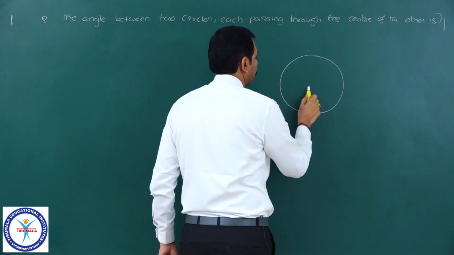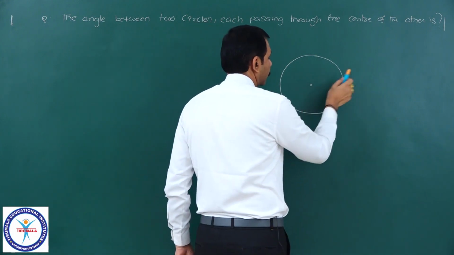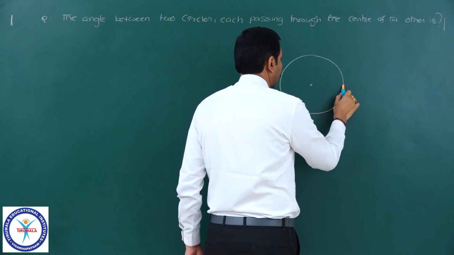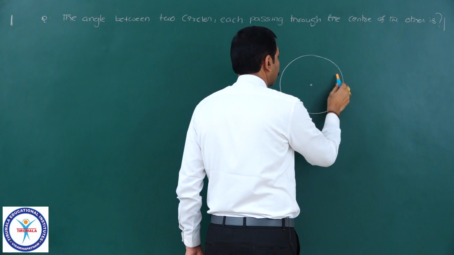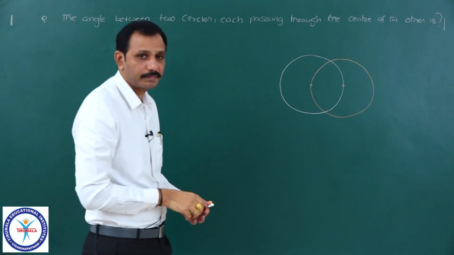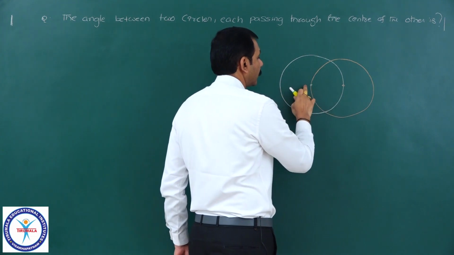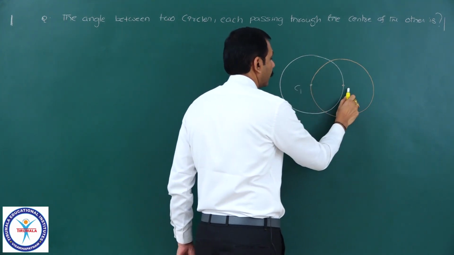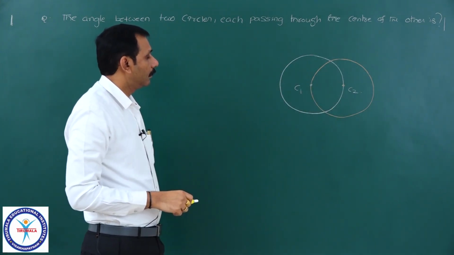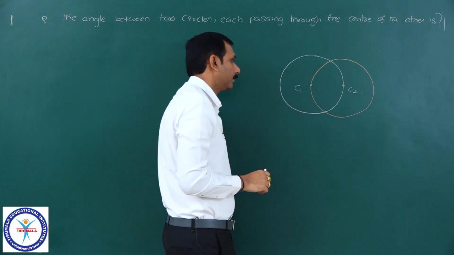Let us take this as one circle, with this as its center, and the second circle is passing through this center, and let us take the center of that second circle to be this one. Given that these two circles are such that each is passing through the center of the other, let me take the centers as C1 and C2. Now I want the angle between these two circles.